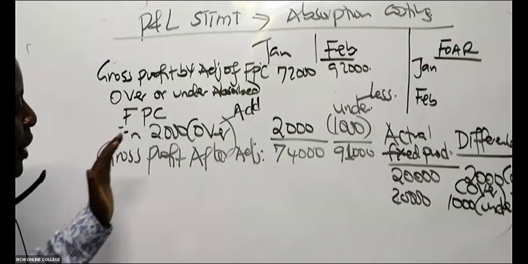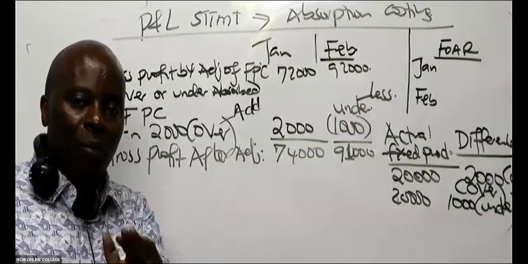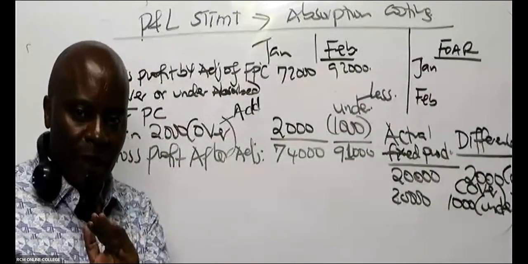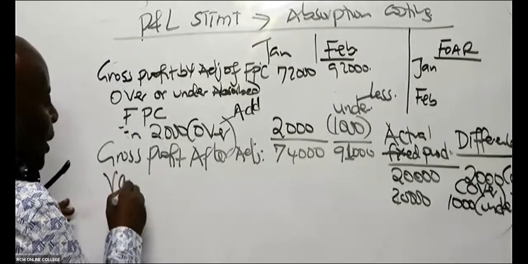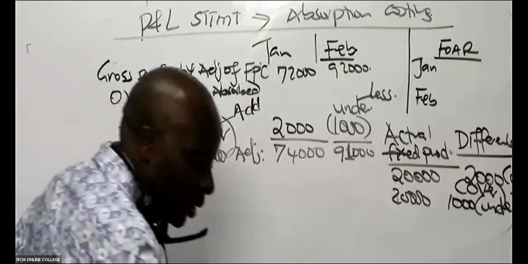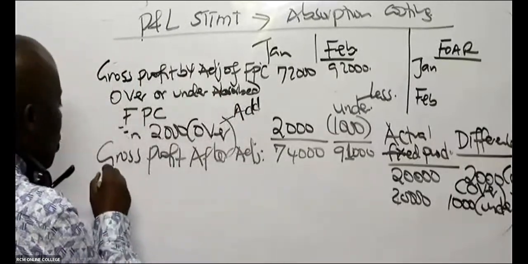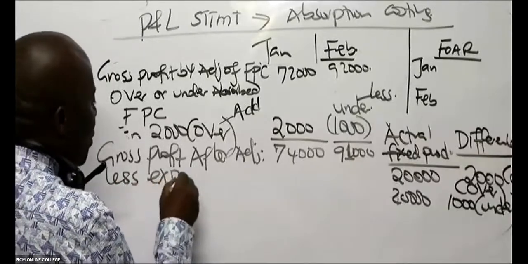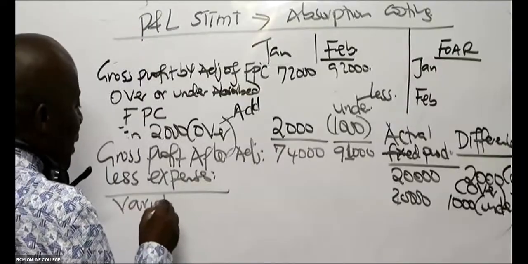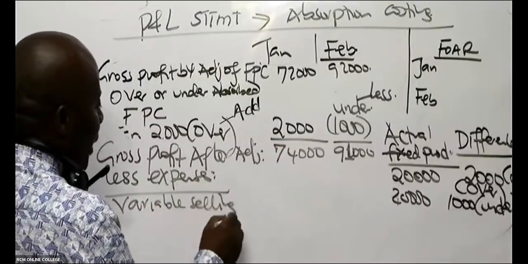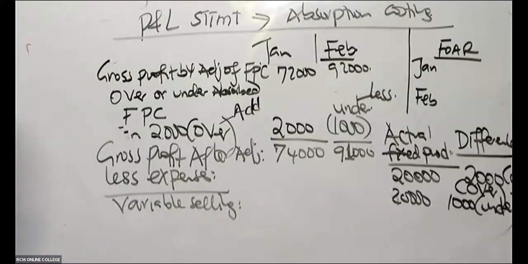Now, ladies and gentlemen, after that we shall consider the other expenses. Now, remember, this is post-production. So post-production, now we bring on board the selling expenses. And there are two. We have variable selling. So you say less expenses. Now this is post-production. So we have here variable selling and a fixed selling.